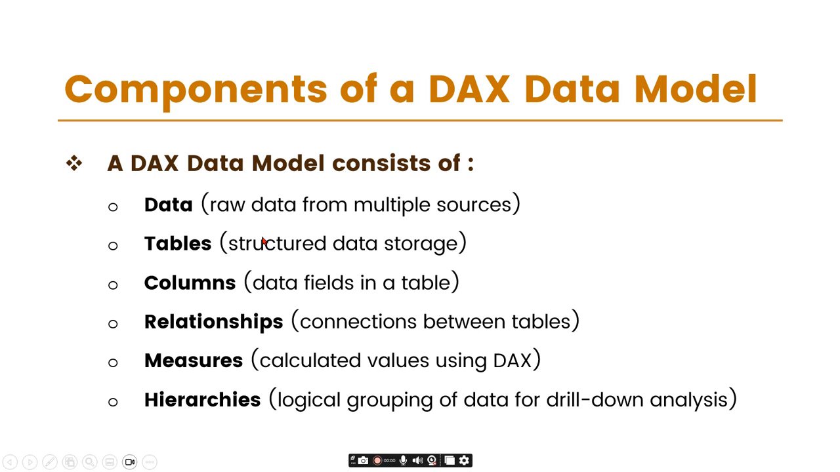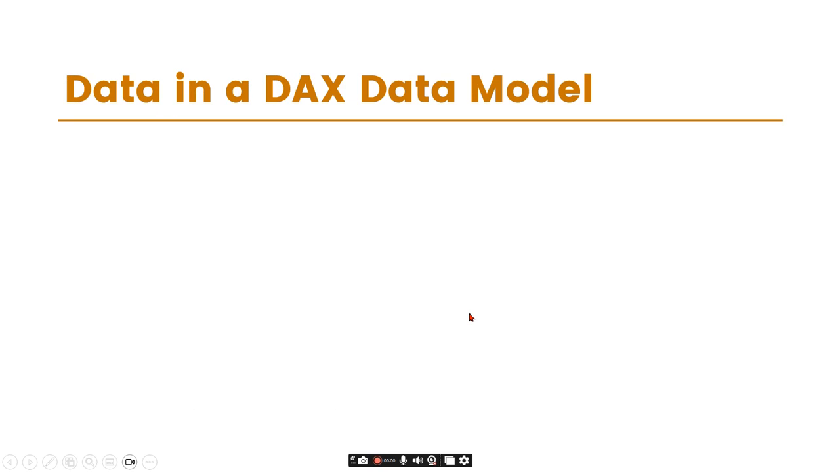The data is nothing but the raw data from multiple sources. Tables are the structured data storage. Columns are the data fields in a table. Relationship is nothing but the connection between the tables, and we have seen in our previous videos as well. Measures are nothing but calculated values using DAX, and the hierarchies are the logical grouping of data for drill down analysis. I'll show you all these components in our Power BI application after a few slides.